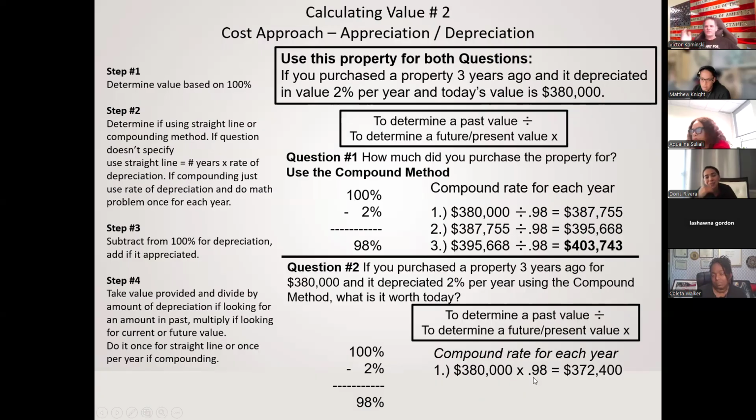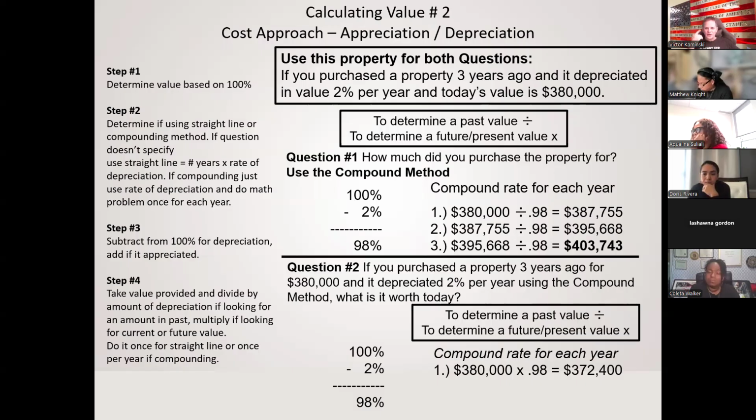Now, here's a way that you could tell if you're doing it right or not. Because if you're dividing it, your number should be going up. If you're multiplying it, your number should be going down. And if you bought it in the past for 380 and your property depreciated for 3 years, it should be worth less today, right? Now, if they're giving you a current value and they're asking you how much you bought it for and they told you that it depreciated, then you should have bought it for more. So your number should be going up.